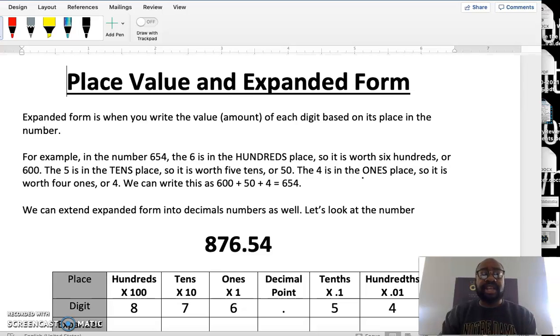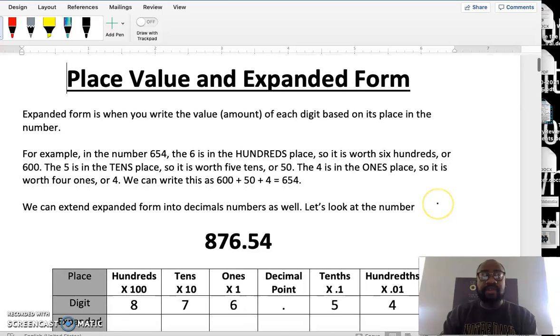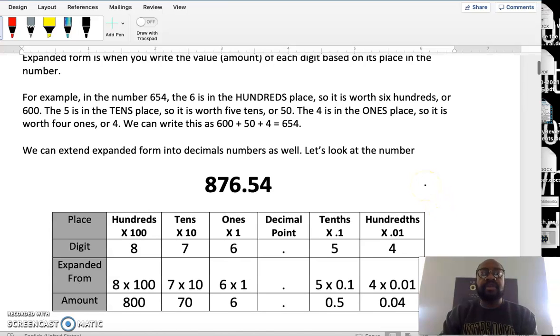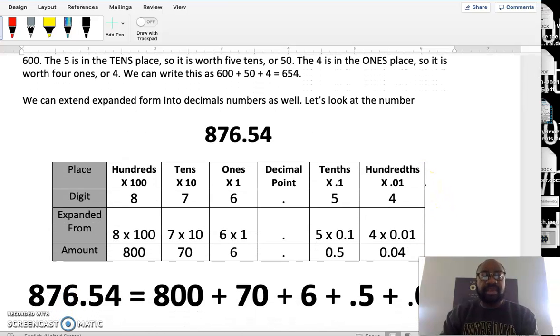We can extend place value in expanded form into decimal numbers as well. So I have this number 876 and 54 hundredths. If I put this number inside of my place value chart, I see the 8 is in the hundreds place, the 7 is in the tens place, the 6 is in the ones place, a decimal point. The 5 is in the tenths place, and the 4 is in the hundredths place.